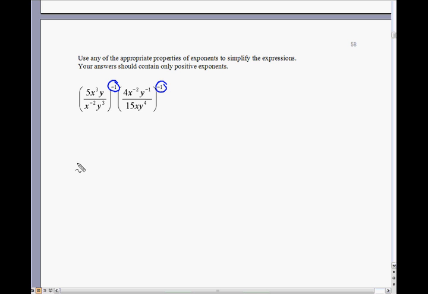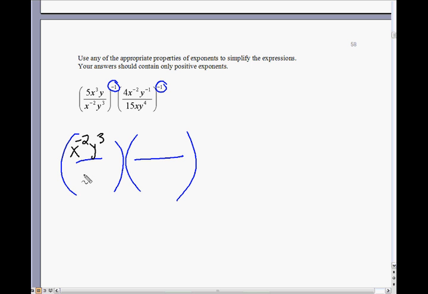What that's going to do is take a reciprocal of both of those factors. Those factors are contained inside parentheses, so we'll leave those there. Everything in the denominator of this first factor will be in the numerator, x to the negative 2 y cubed, and everything in the numerator will now show up in the denominator.